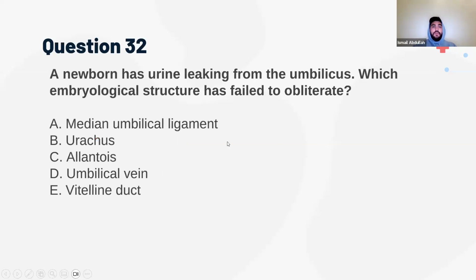Okay, moving on. So a newborn has urine leaking from the umbilicus. Which embryological structure has failed to obliterate?